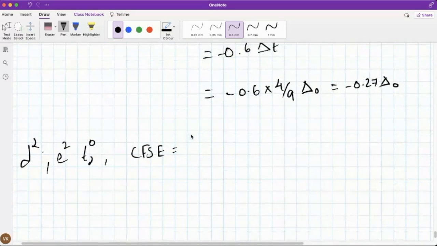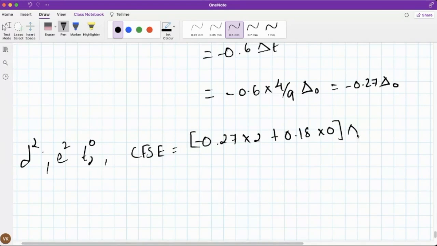So it is 7 P, so P is 2 plus 0.18 into 0 delta naught. It is not necessary that you report in delta naught if it is not asked. So you can represent it in delta T itself. So it is minus 0.54 delta naught. This is how you can calculate the crystal field stabilization energy.